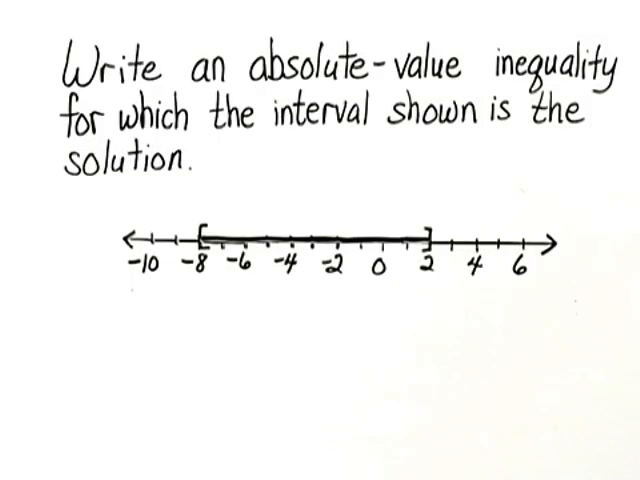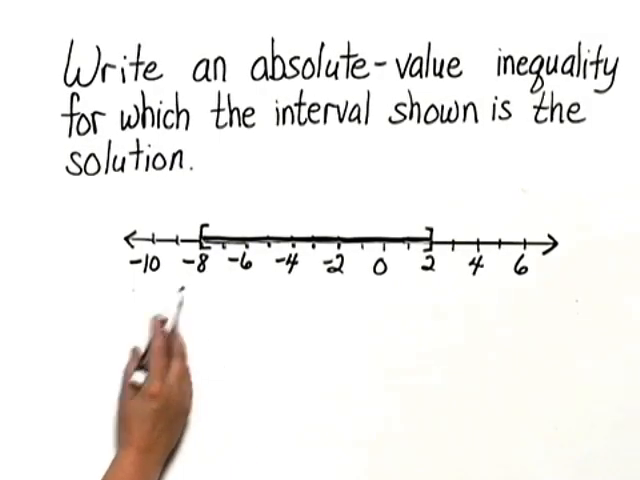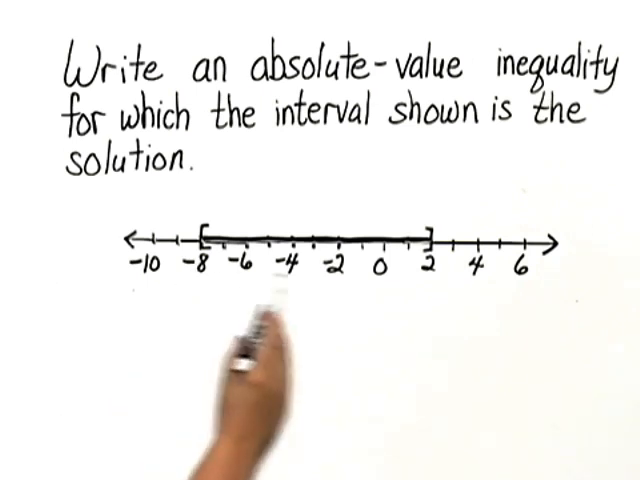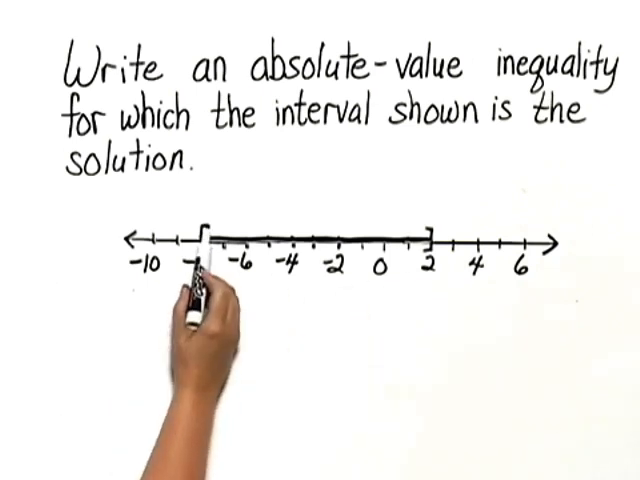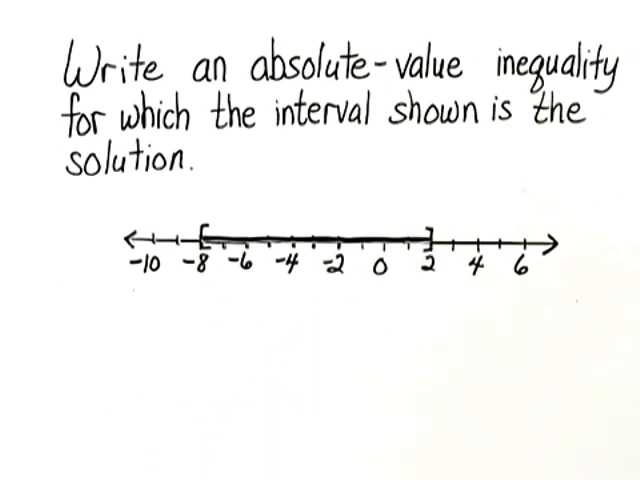Write an absolute value inequality for which the interval shown is the solution. The interval is from -8 to 2, and we have closed brackets, so we're going to want to include the endpoints somehow in the inequality. We want an absolute value inequality.